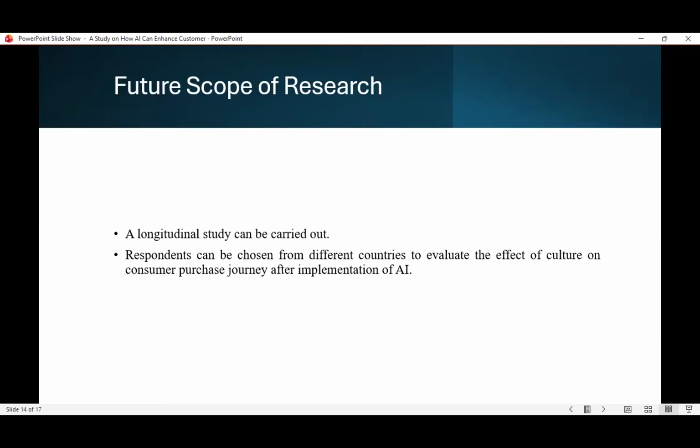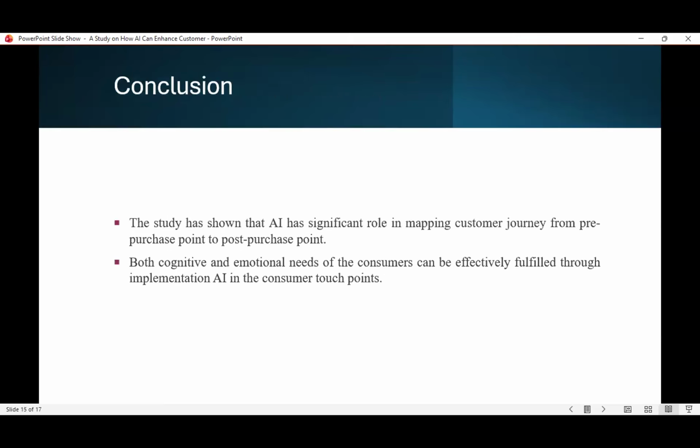Coming to the future scope of research, yes, a longitudinal study can be carried out because within these 3 months, it is very difficult to analyze the correct picture. So, if a longitudinal study can be carried out, the result could be different. And since we have utilized convenience sampling, if we can collect respondents from different countries, we can evaluate different aspects like the effect of culture on consumer purchase decision after implementation of AI. That can also be done.